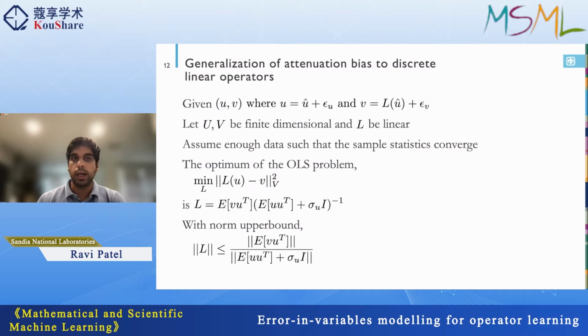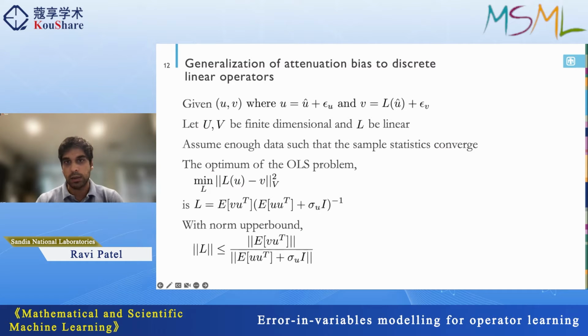So we can generalize this type of attenuation bias we saw for scalar linear regression to linear regression of operators, discrete operators. So again, we're given noisy functions u and v, and we're trying to recover L for a noiseless function u hat. We'll assume that we're working in a finite dimensional space and that L is linear.